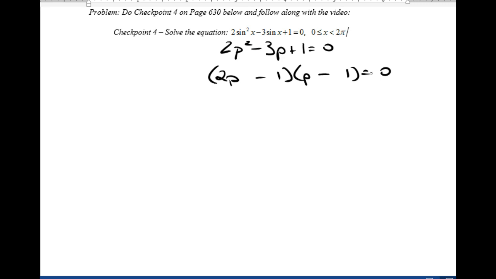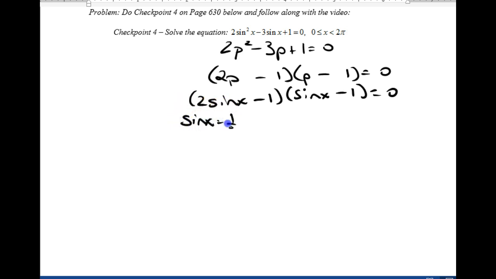Good. So now I can back substitute in my sine. So now I have 2 sine of x minus 1, sine of x minus 1 equals 0. You may be able to skip the p step if you want, and just factor 2 sine squared x minus 3 sine x plus 1 directly as you get better at these. Okay, so now I have 2 sine x minus 1. That means that sine of x equals 1/2. And I have sine x minus 1. That means sine of x equals 1.